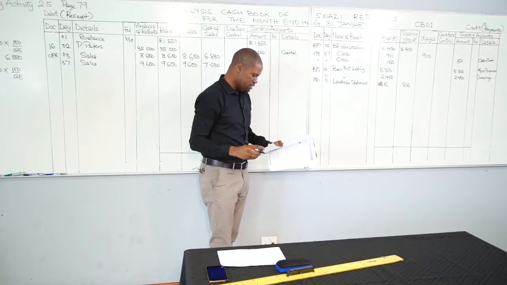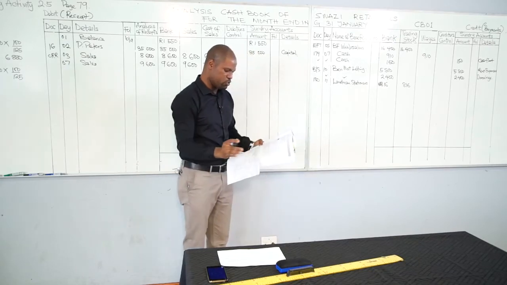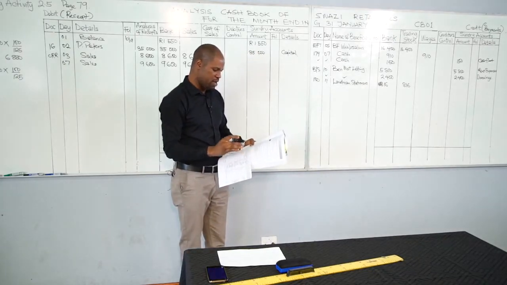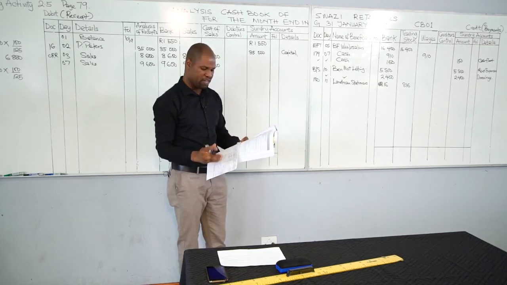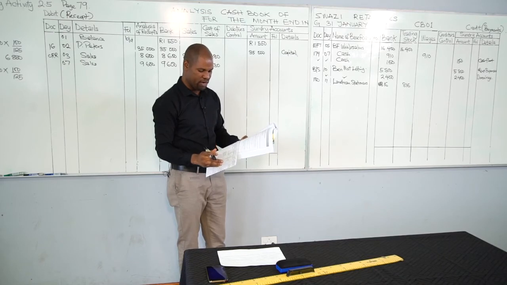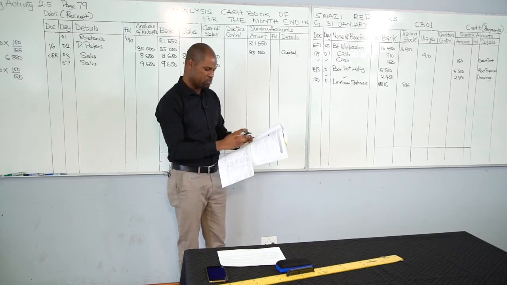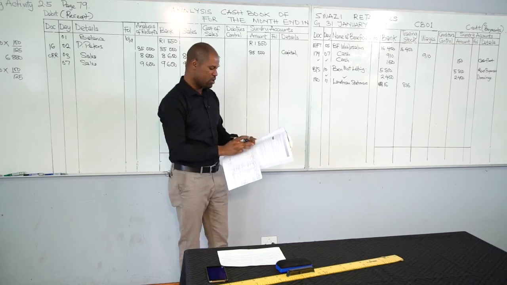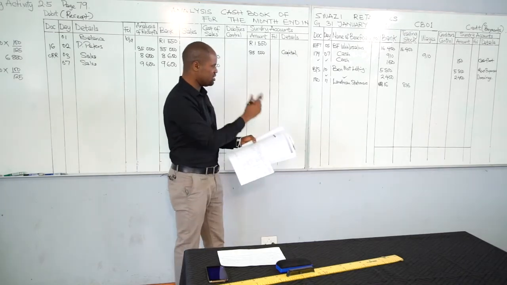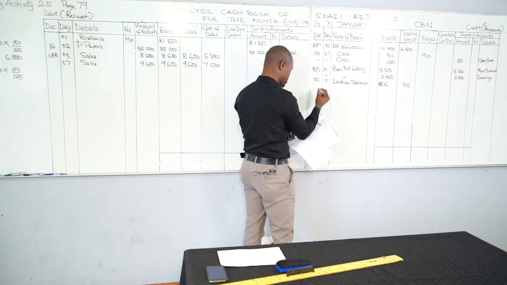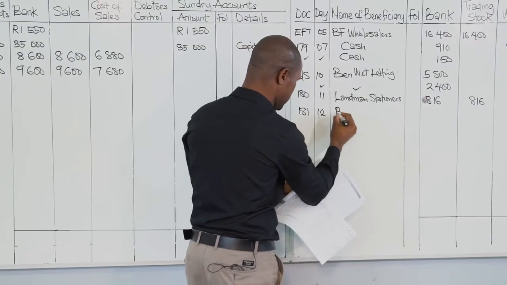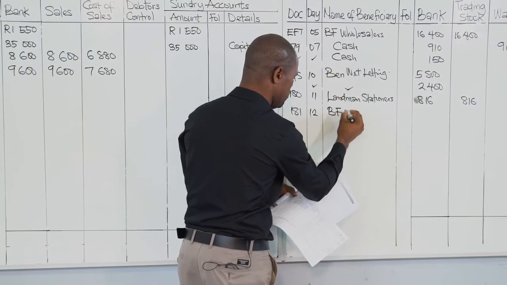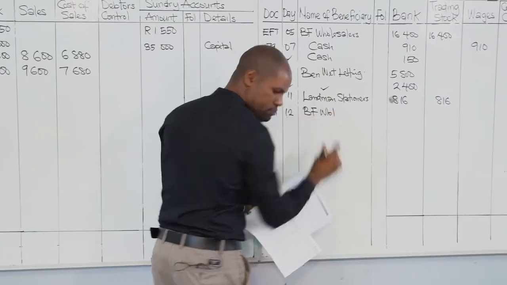On the 12th, the following transaction took place, which he received a delivery from BF Wholesalers and paid by check. The check is 181 for the following items. We have the merchandise, we have packaging, and we have stationery. So I'm going to put everything together because these are payments. The check is 181 on the 12th. The beneficiary is BF Wholesaler.